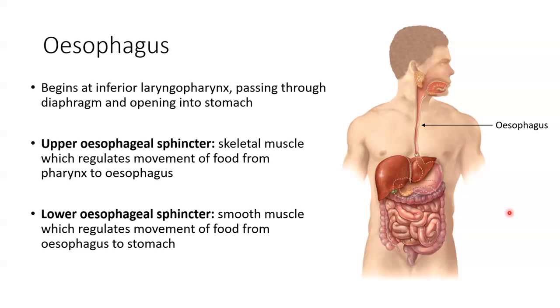The esophagus only has one role: to move food from the mouth down into our stomach. It does not produce any digestive enzymes, and it does not carry out any absorption.